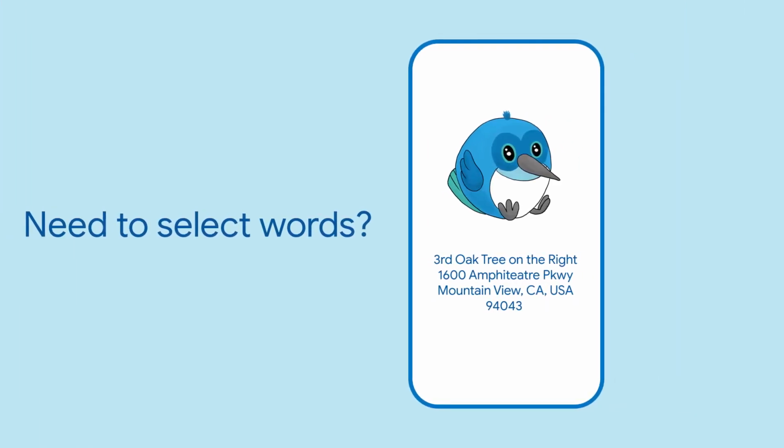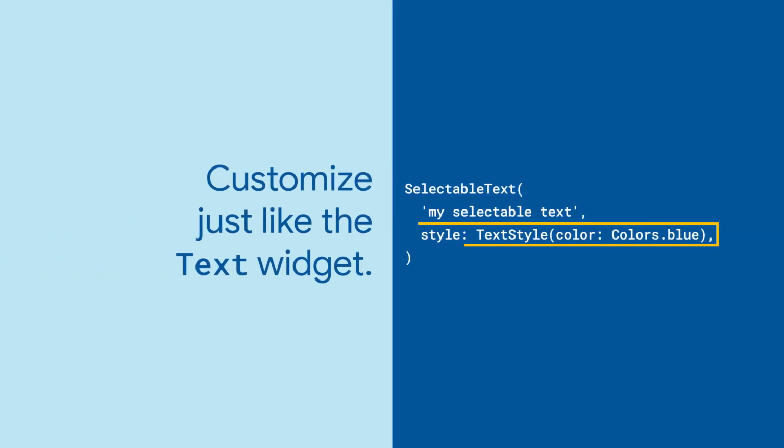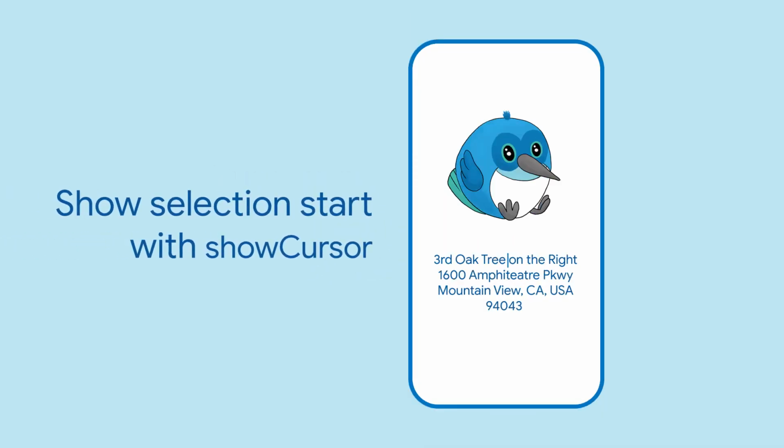Have you ever wanted to make some display text in your app selectable? SelectableText will give you exactly that. SelectableText has all the same fields as the text widget, so you can specify things like font and color. You can show where your selection would start with the Show Cursor parameter.